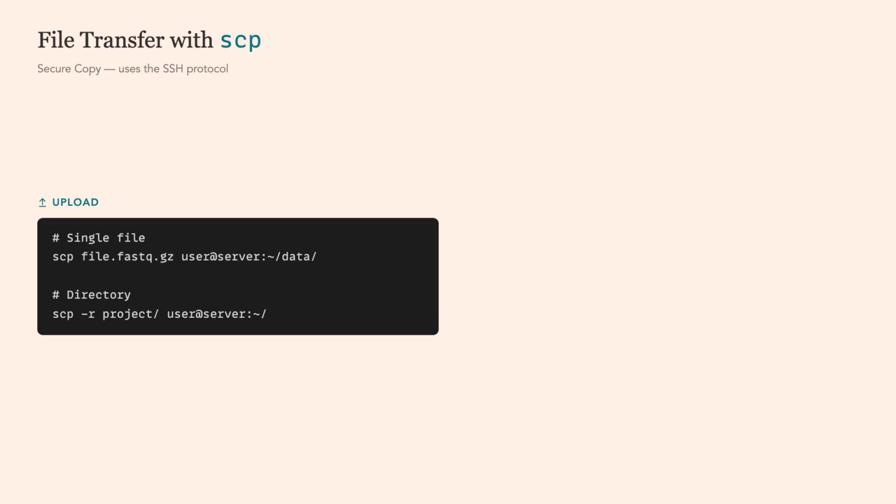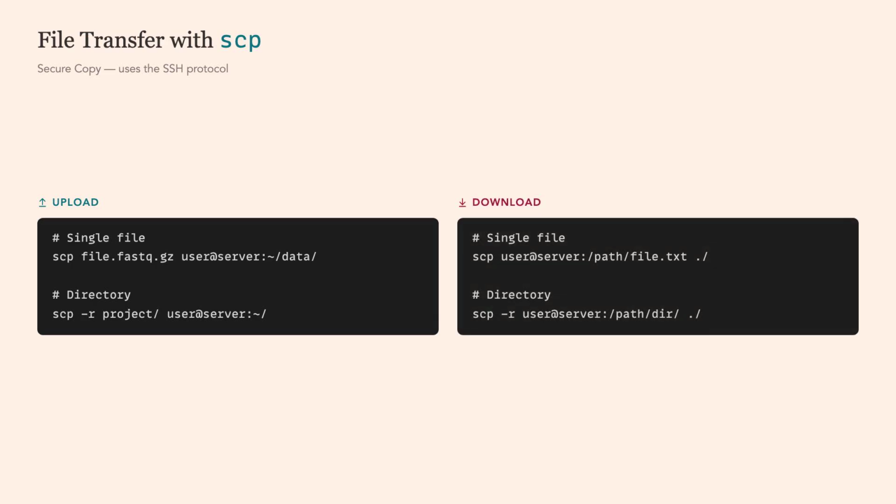To upload an entire directory, add the -r flag for recursive. For example, scp -r myproject/ john@server:~/. Downloading works the same way but in reverse. You put the remote path first and the local destination second. So scp john@server:/path/to/file.txt . copies a file from the server to your current local directory, and scp -r downloads a directory.